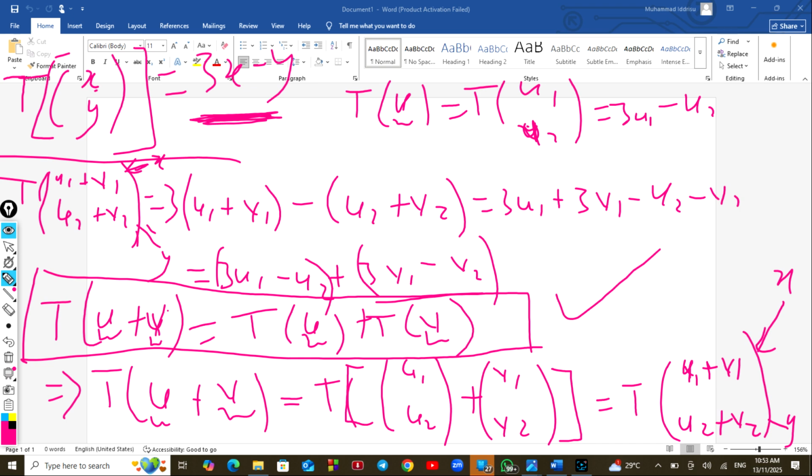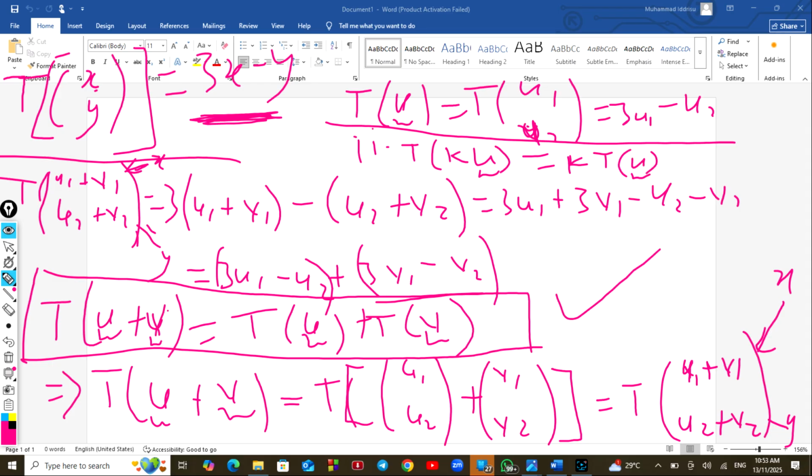Since the first condition has been met, we will now look at the second key condition, which we stated as the transformation of ku, where u is a vector, is equal to k multiplying the transformation of u. Let's see whether this condition will be met. I'm wiping out the board to carve out space for myself.